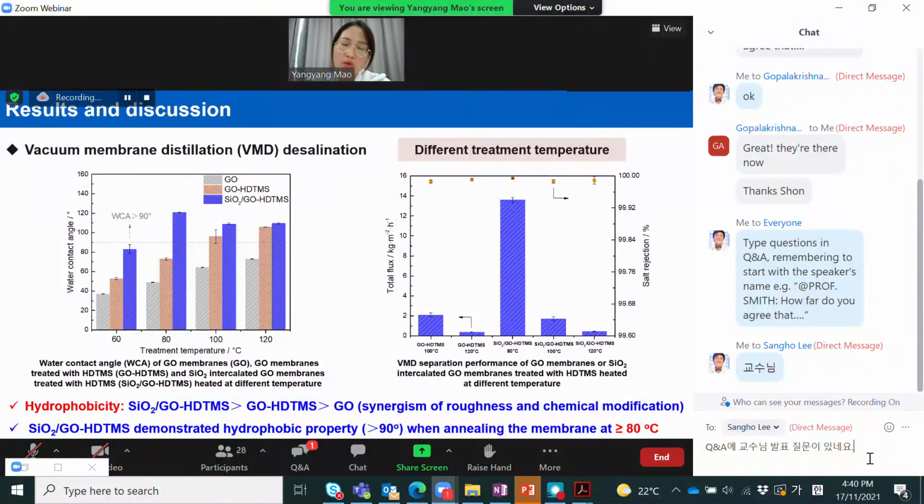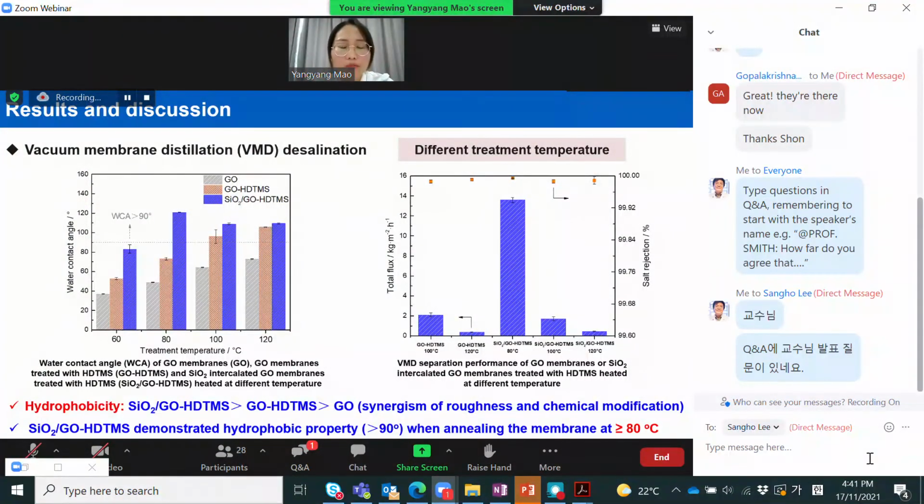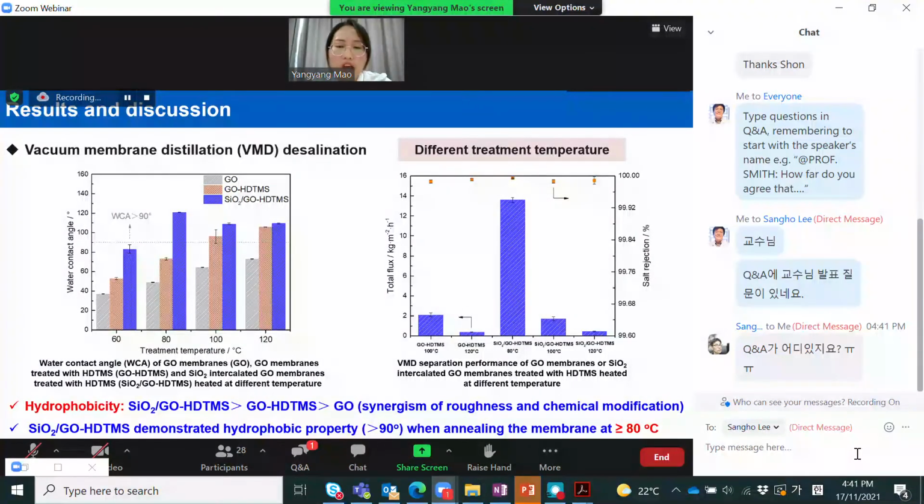And we analyzed that it is the result of the synergy of roughness and chemical modification. Also, this kind of membrane only demonstrates hydrophobic property when we anneal the membrane at equal or larger than 80 centigrade. However, when we annealed the membrane at about 100 or 120 centigrade, the thermal reduction of graphene itself will result in the low flux of the final membranes. So finally, we chose the optimal temperature of 80 centigrade.